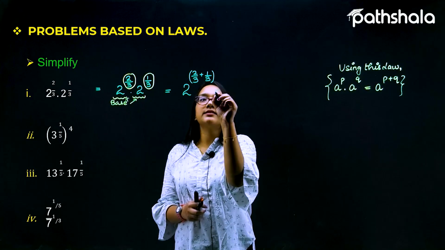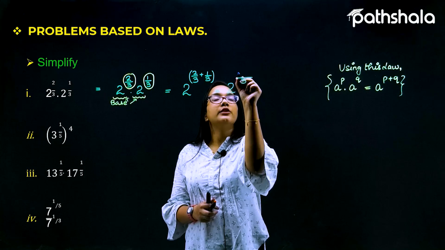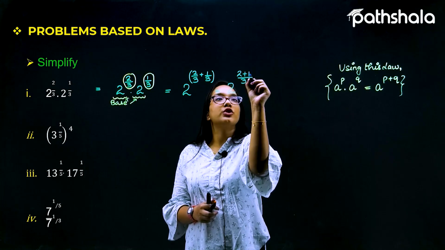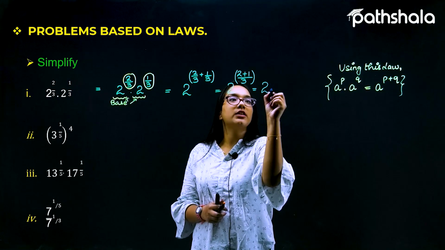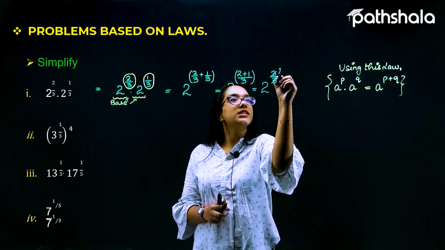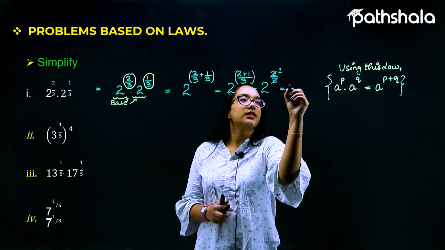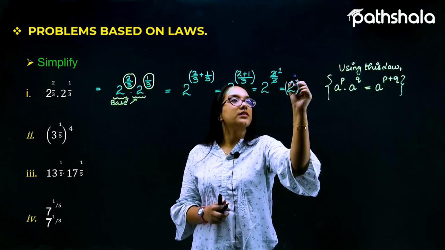As we know that the LCM of 3 and 3 will be nothing but again 3. So it will be like 3, and 2 gets added up with 1. So it is 2 plus 1 by 3. Now solve it. We get the answer as 2 raised to the power 3 by 3. So 3 divided by 3 is 1, so the answer is nothing but 2 raised to the power 1, which is again 2. So this is my answer.